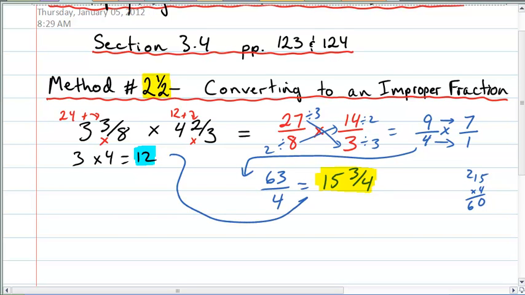So I'm going to say, yeah, that's right. And that's how you multiply mixed numerals.